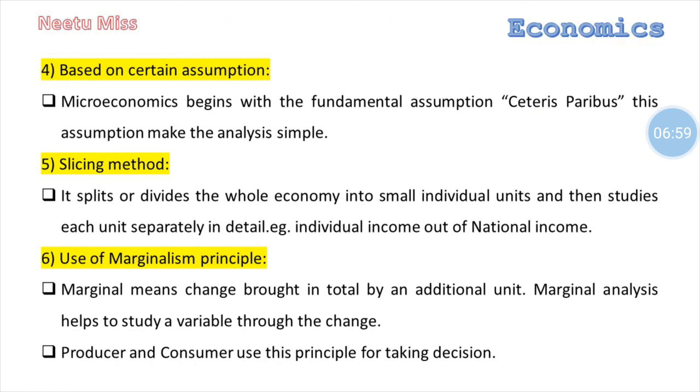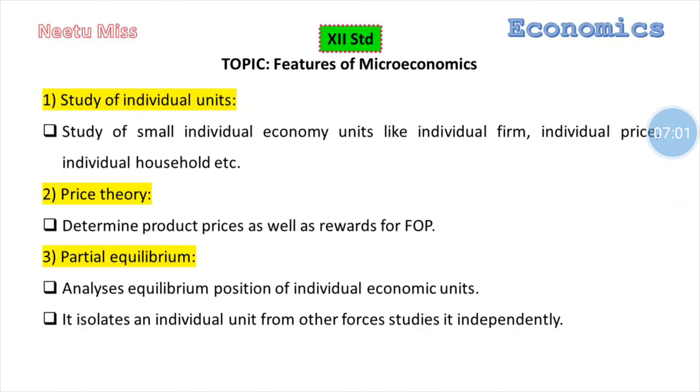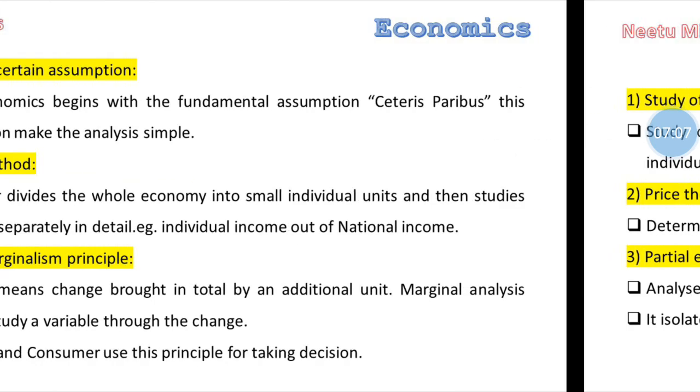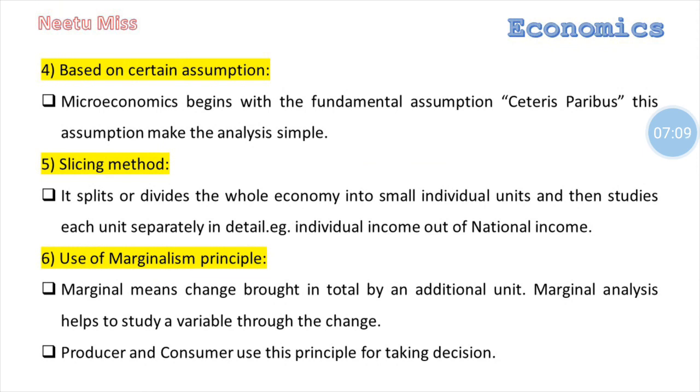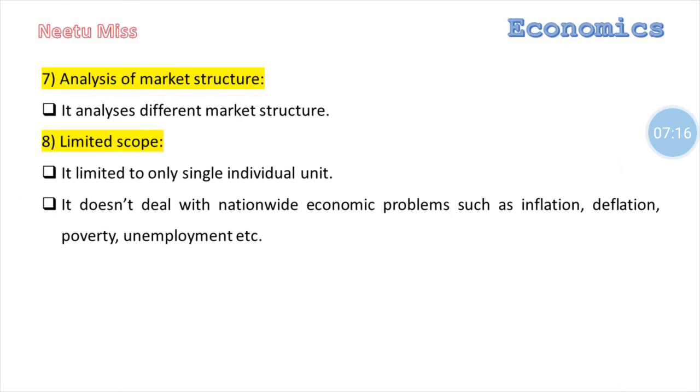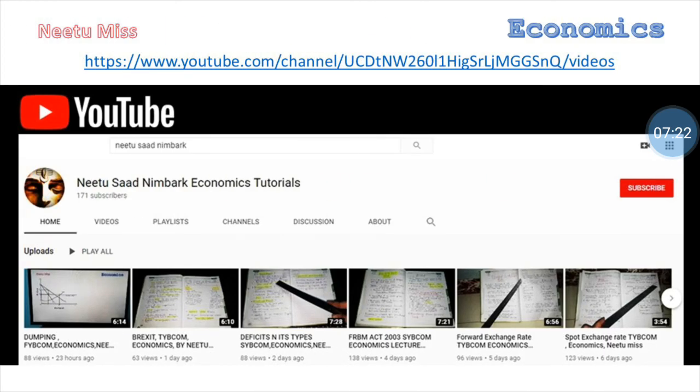In short, we will revise. First feature of microeconomics is study of an individual unit. Second is price theory. Third is partial equilibrium. Fourth is based on certain assumptions. Fifth is slicing method. Sixth is use of marginalism principle. Seventh, analysis of market structure. Eighth is limited scope. I hope friends this video will help you to clear your doubts about features of microeconomics.